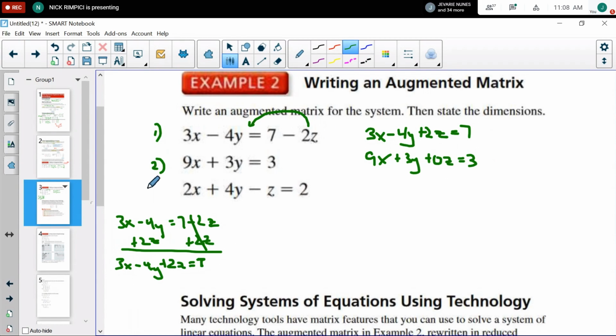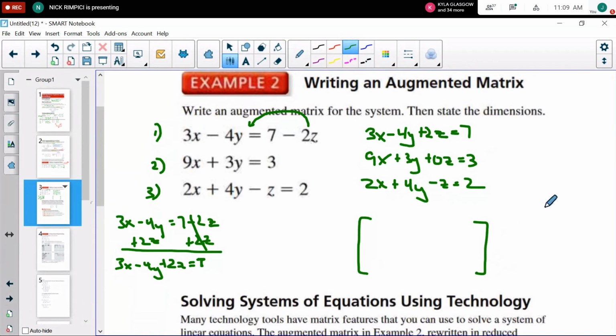What about the third equation, or the third row? Is the third row okay? Yeah, it's already in standard form. So I could just rewrite it: 2x plus 4y minus z equals 2. So now I have all my equations in standard form, and now I'm ready to rewrite this as an augmented matrix. Once I get the standard form, then I can write it as an augmented matrix.